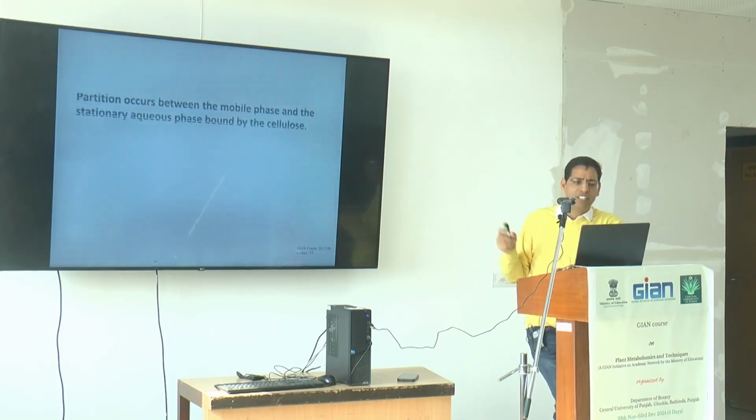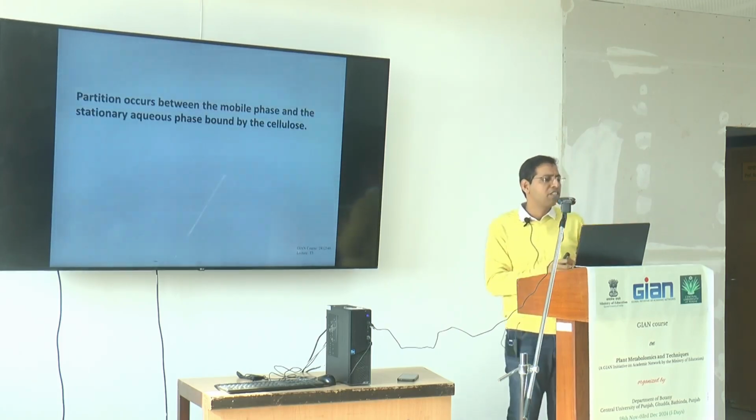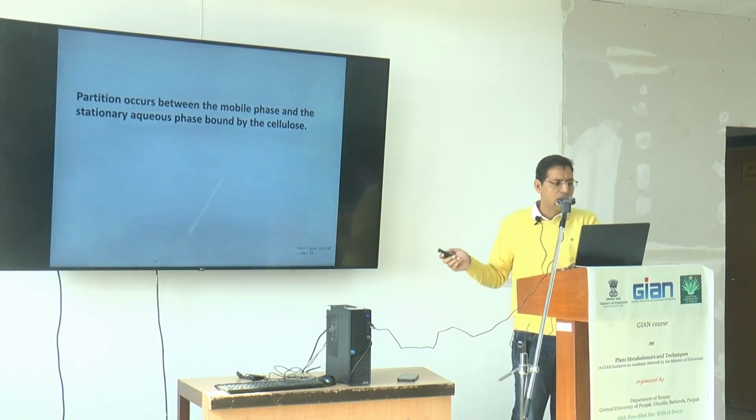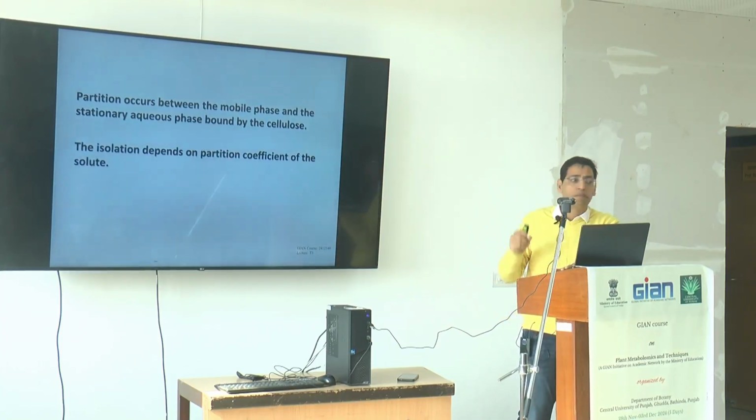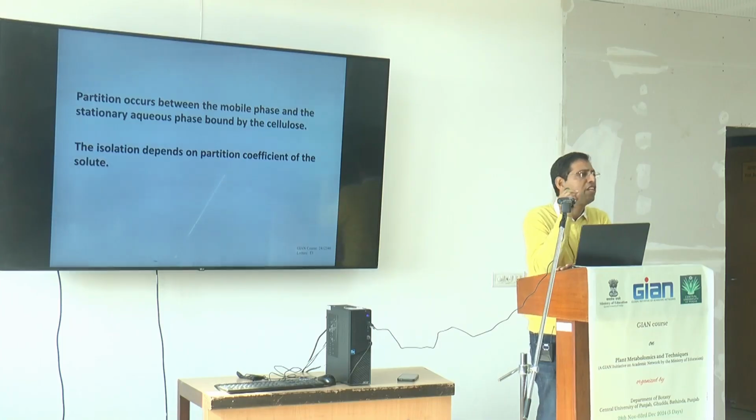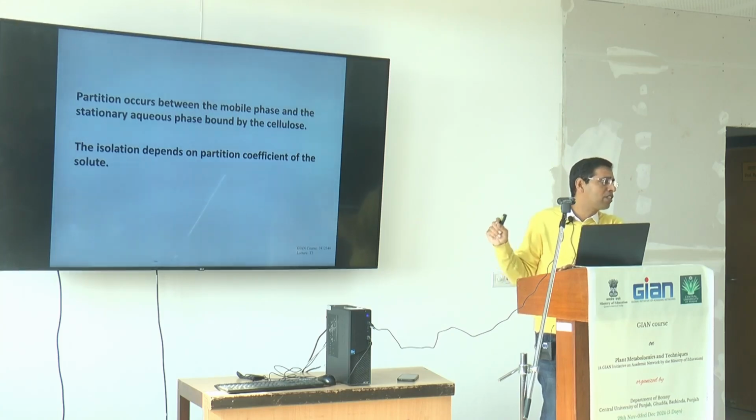Basically there is a partitioning between the mobile phase and the stationary phase, which is bound with the cellulose, and you are getting the isolation of the components. It depends on the coefficient of the solute. So now we are moving towards the components which are responsible for the fast and quick movement and the slow movement. That is labeled here as the partition coefficient.